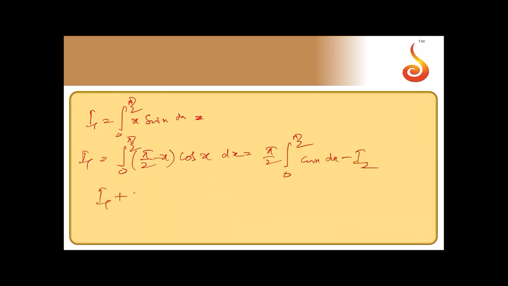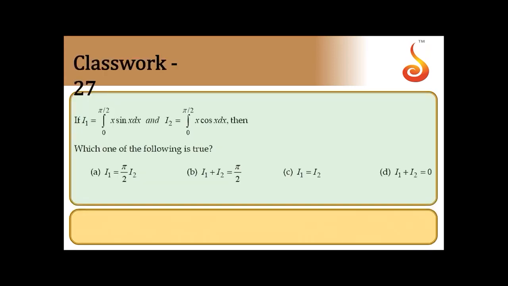And that is nothing but I1 plus I2 is equal to the integral of cos x, which is sin x, with limits 0 to pi by 2, giving 1. Therefore, because it is sin x with limits from 0 to pi by 2, it is 1. So the answer is pi by 2, B option.